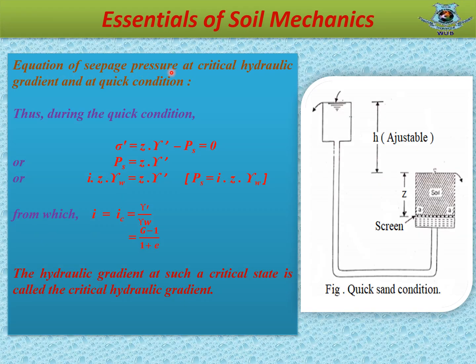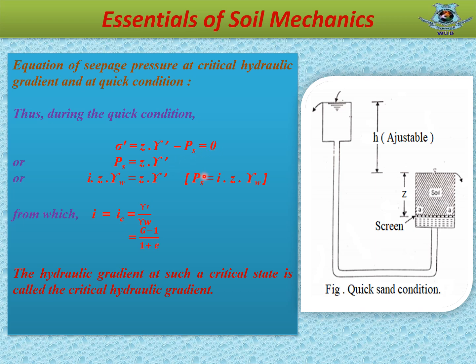Equation of seepage pressure at critical hydraulic gradient and at quick condition. When seepage pressure and submerged weight of the soil become equal, the effective pressure will be zero. Thus, during the quick condition, effective pressure σ' equals pressure of submerged soil minus seepage pressure. And in quick condition, effective pressure σ' = 0. So, σ' = Zγ' − Ps = 0.